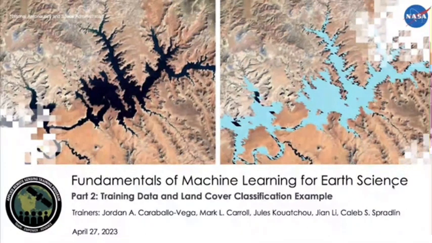Okay, so this is part 2 of our Fundamentals of Machine Learning for Earth Science. Today, we're going to talk about some of the training data generation, how we can do exploratory data analysis of our data, and then a particular land cover classification example.